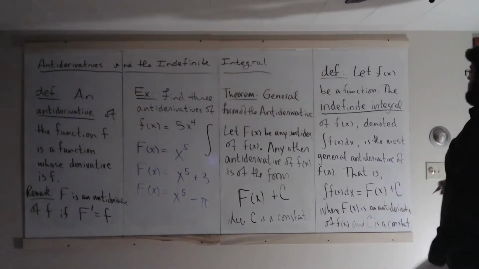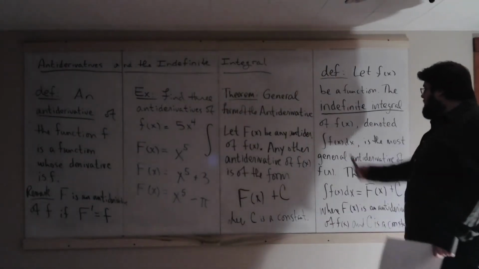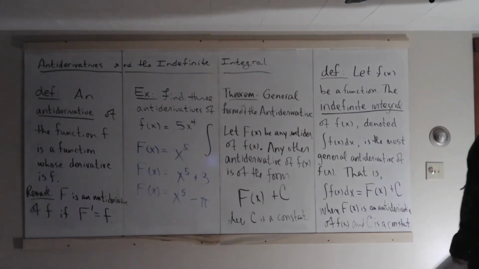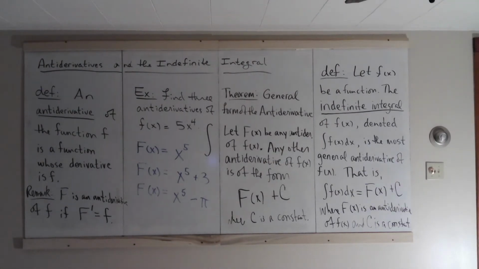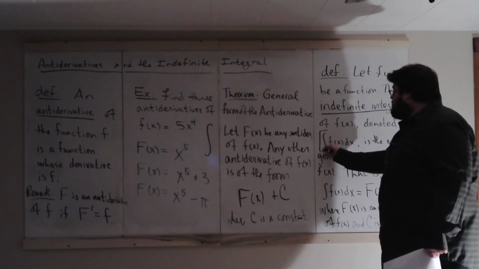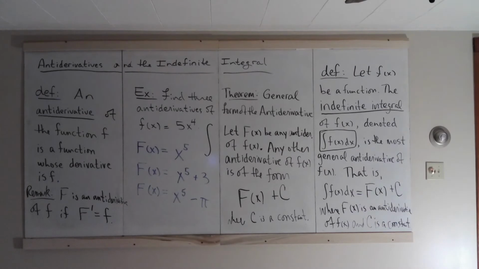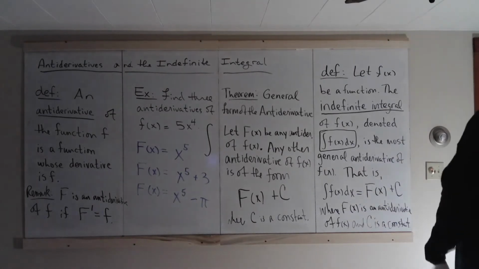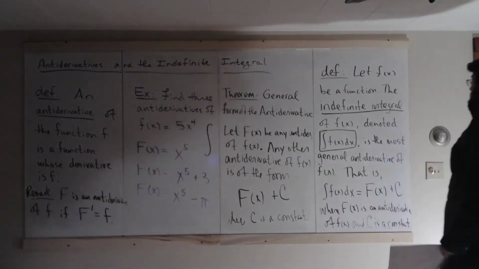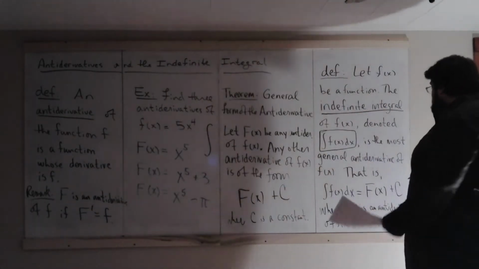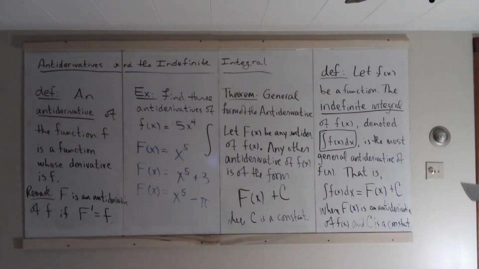So here, the indefinite integral of f of x, denoted integral sign f of x dx, is read the integral of f of x with respect to x, or dx, and is the most general antiderivative of f of x. So this notation right here will always equal the most general antiderivative of f of x. That is, just combining that with this theorem, the integral of f of x dx equals capital F of x plus c, where capital F is an antiderivative of f of x and c is a constant.